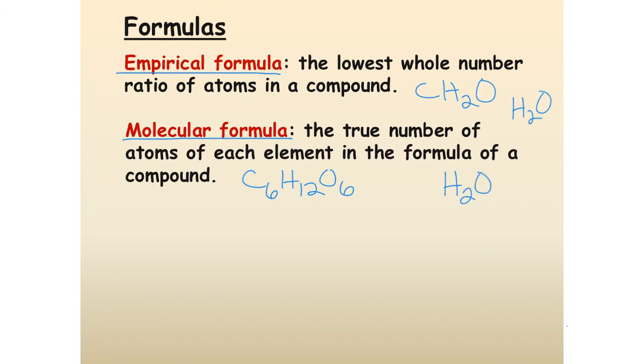Sometimes the molecular formula and the empirical formula are the same. So for example, with water, water is H2O. It contains one oxygen, two hydrogens. So that is its molecular formula, but it's also its empirical formula because you can't reduce two and one.